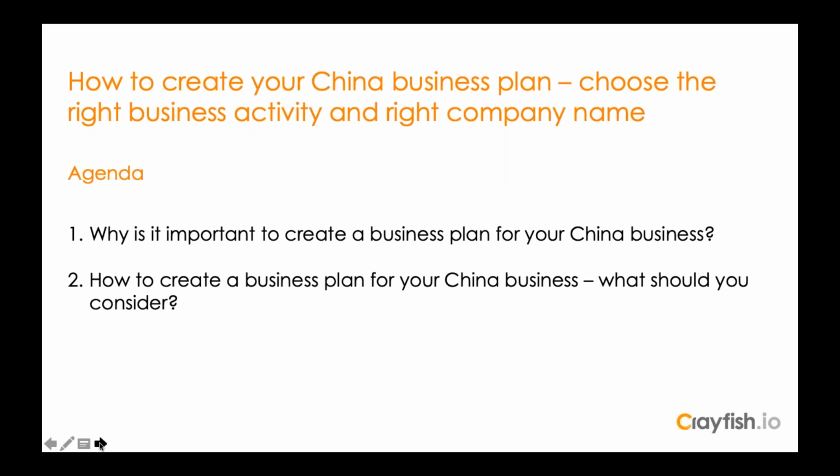Our objective is to look at the importance of having a China business plan, choosing the right business activity, and having the right company name right from the get-go. There are 2 points that we're going to follow in today's agenda. One is the importance of having this business plan, and the second is how you can actually create a specific business plan for the Chinese market. Next slide.